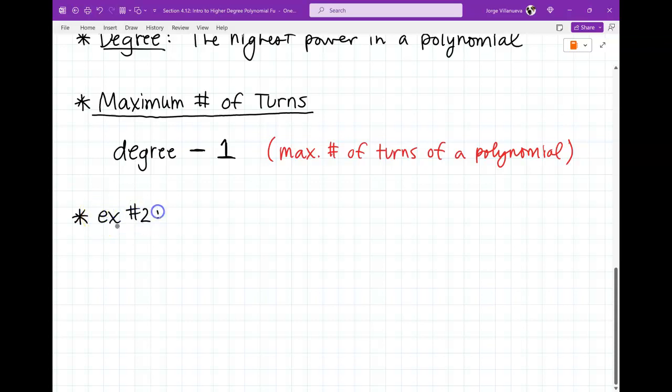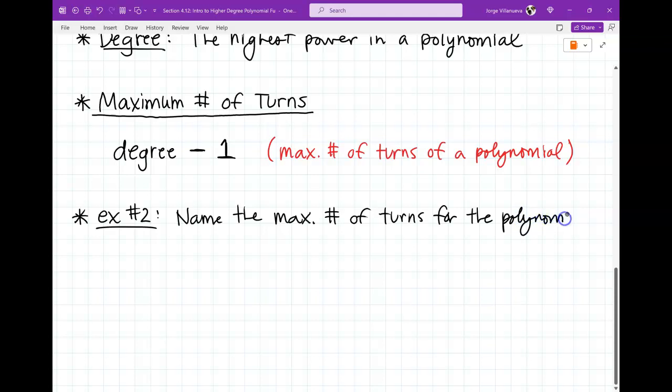So example number 2, name the max number of turns for the polynomial. So just tell me the maximum number of turns for this polynomial. Okay, so they're going to start writing them out like normal functions, so f of x or f of y or f of whatever. So f of x equal to, let's say, negative 3x to the 6th minus 6x to the 4th minus 12x plus 4.